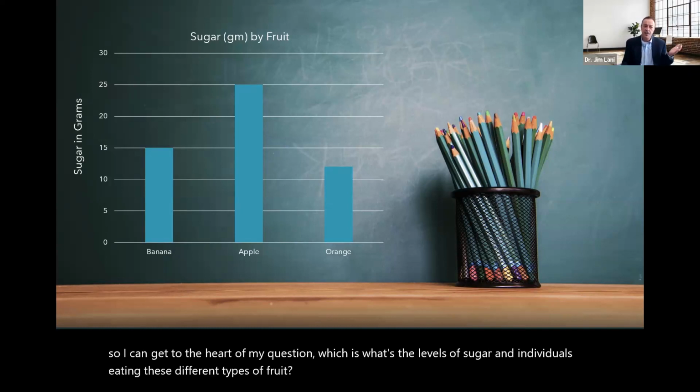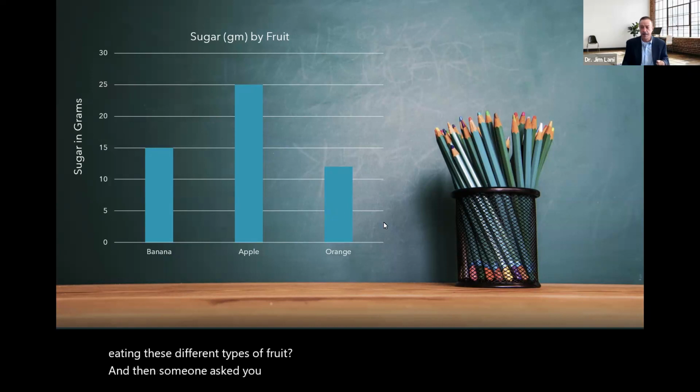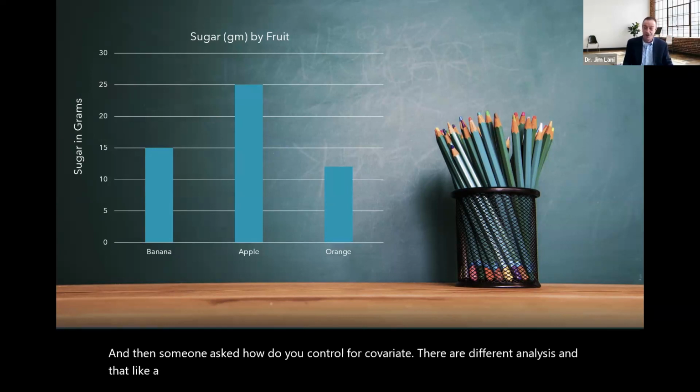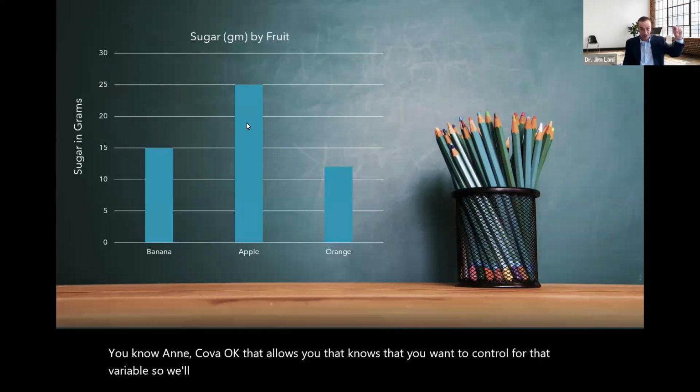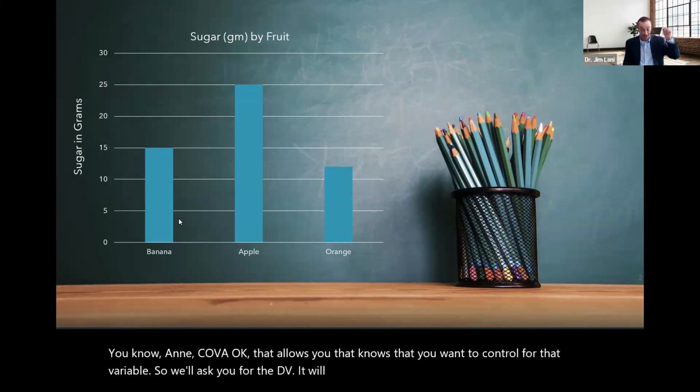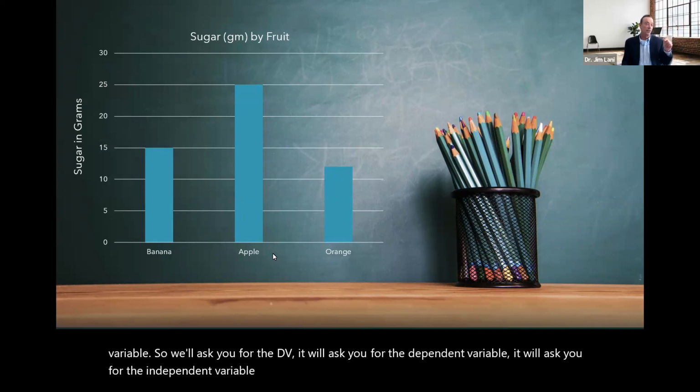And then someone's asked, how do you control for a covariate? There are different analyses, like an ANOVA, that knows that you want to control for that variable. So it will ask you for the dependent variable, it will ask you for the independent variable, and it will ask you for the covariate. So that's how to get there.